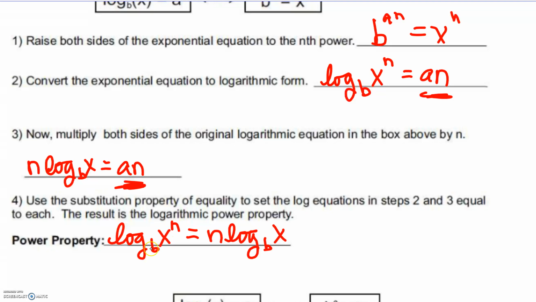Whenever you have the log of something to a power, you can take that exponent and move it out front and make it the coefficient, and those are equivalent.